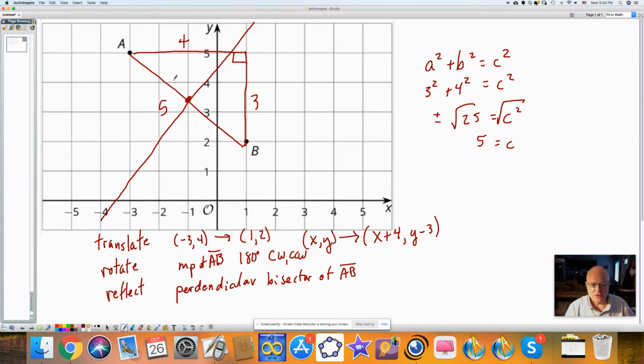When you reflect across, it's going to be perpendicular to this line, and it's going to cut this into 2 equal parts. So there's going to be equal distance on either side of the line. And you must specify those things in order to tell me what a transformation is.